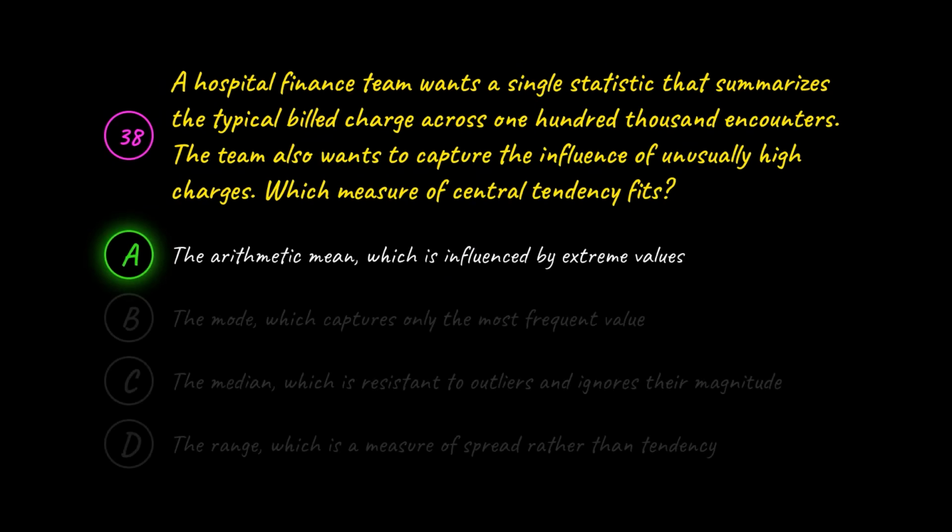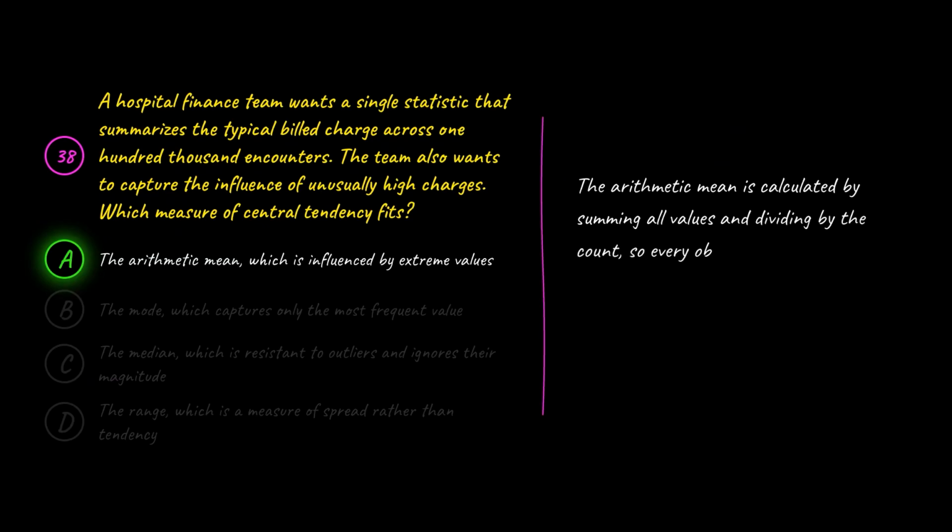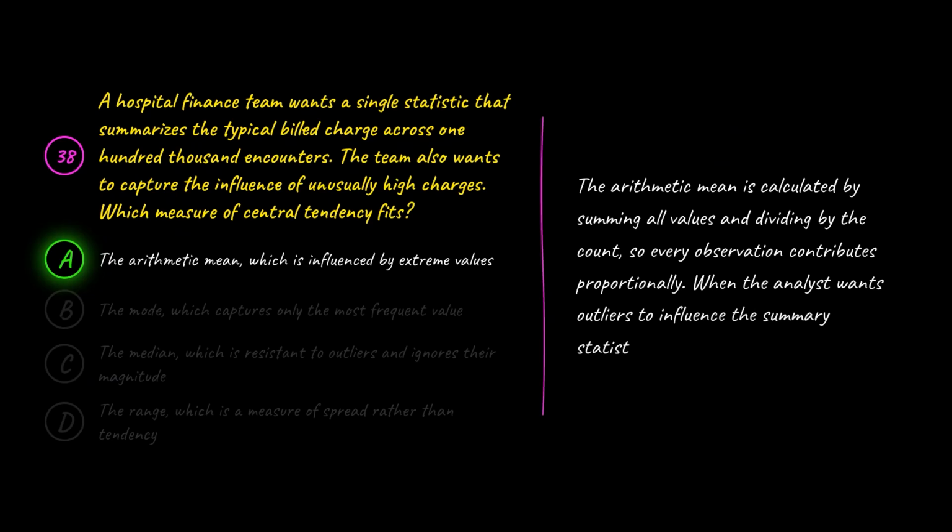The correct answer is A. The arithmetic mean, which is influenced by extreme values. A is correct because the arithmetic mean is calculated by summing all values and dividing by the count. So every observation contributes proportionally. When the analyst wants outliers to influence the summary statistic, the mean is the appropriate measure. High charges pull the mean upward in a way the team can detect.